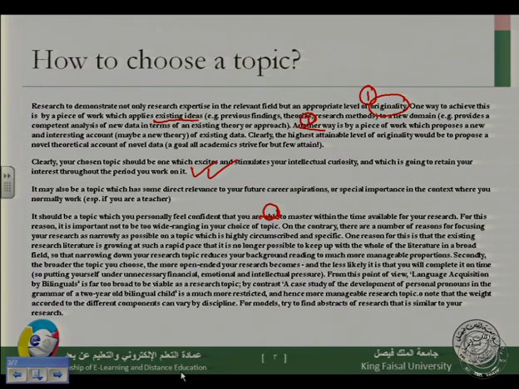For models, we stopped, yes. Note that the weight accorded to the different components can vary by discipline. For models, try to find abstracts of research that is similar to your research. And this is the point that we mentioned last time. Try to find abstracts similar to your research. And this is one way, one guide to choose a topic.